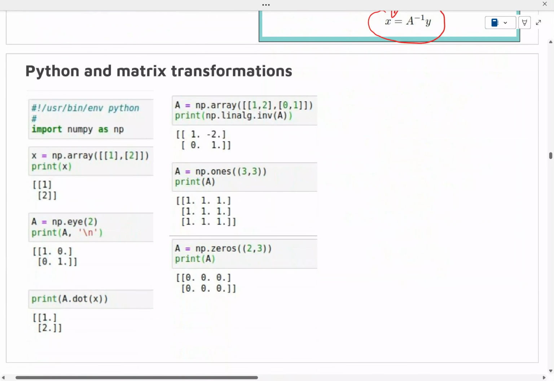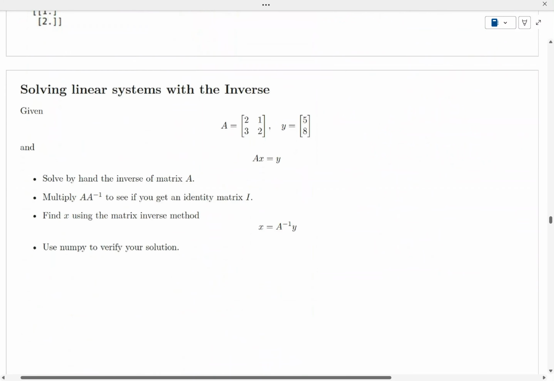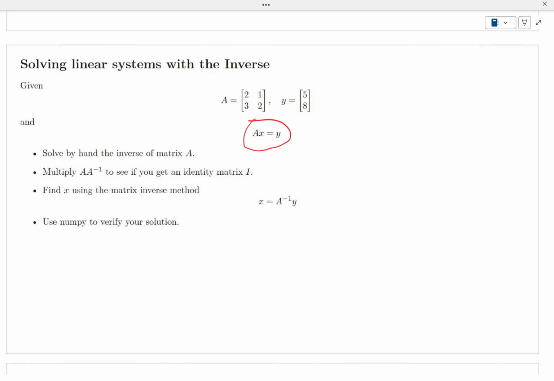Okay, so the way we can solve this with inverse in Python is called inv, for inverse. That's what you want to use. All right, so let's pause the video again and do a quick example. See if you can find the inverse of A and try to solve this problem right here. Okay, pause the video. I'm going to continue.